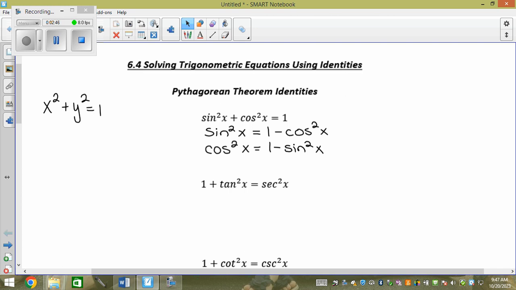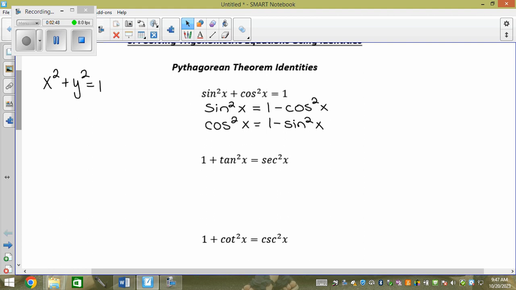Okay? What about 1 plus tan squared? Well, I could get tan squared by itself. Tan squared x would equal secant squared x minus 1. Or I could say 1 equals secant squared x minus tan squared x. It's just rearranging the formula around. It's a teammate right there.